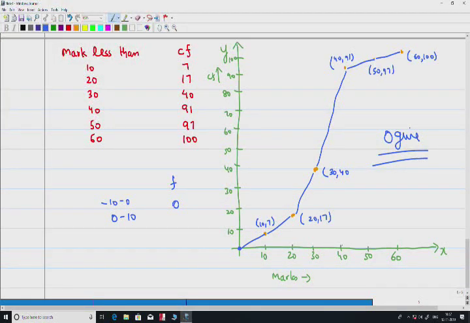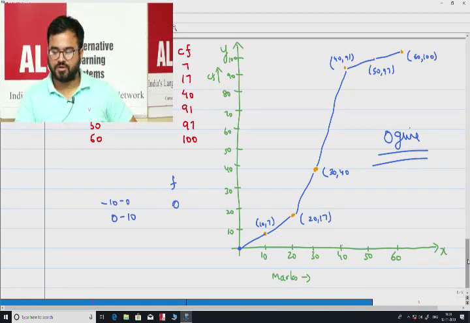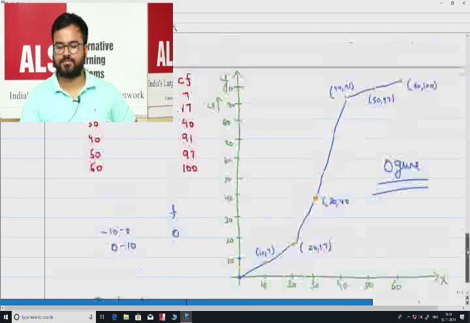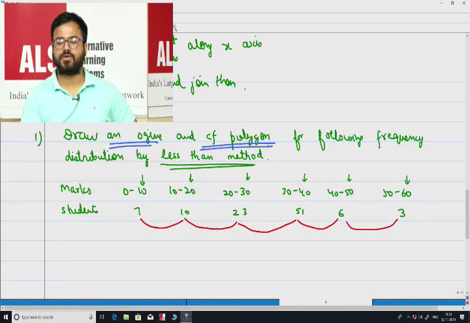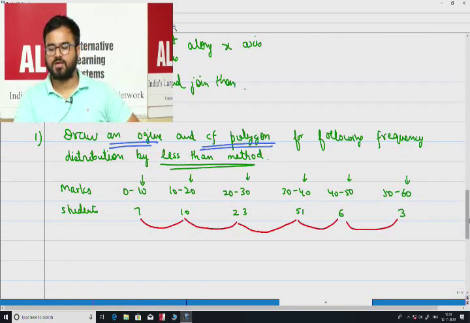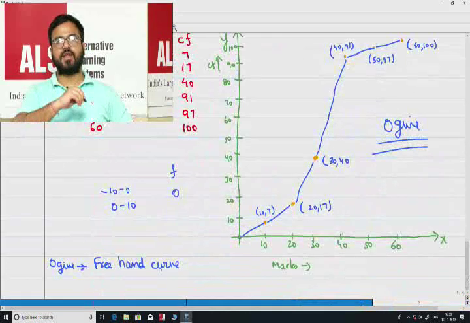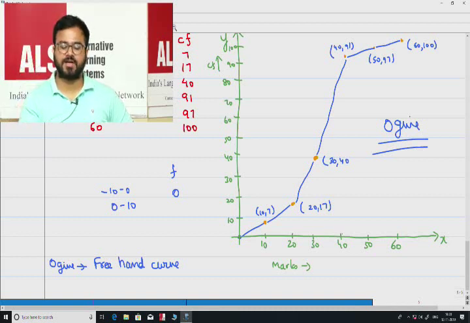Now the main difference while drawing the ogive is that you have to draw a freehand curve. As you can see in the question, it says draw an ogive and cumulative frequency polygon. Two things we have to draw. The only difference between these two is that in ogive you have to draw a freehand curve. After plotting the points, just join them with the freehand. That is the freehand curve.